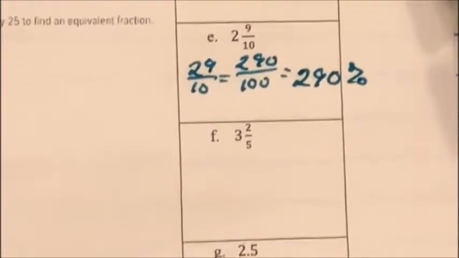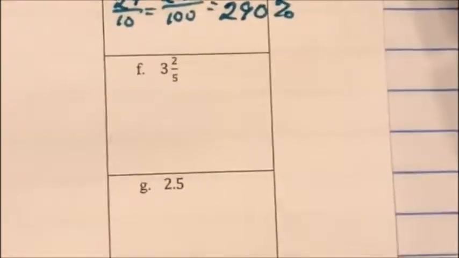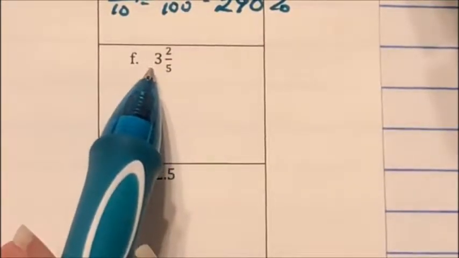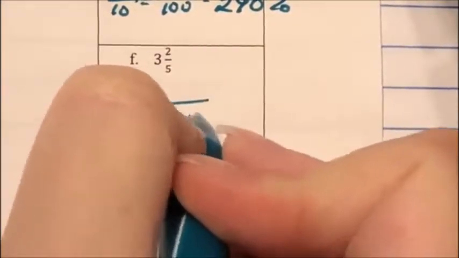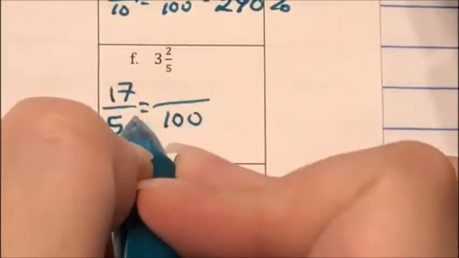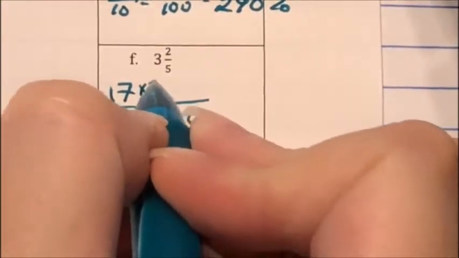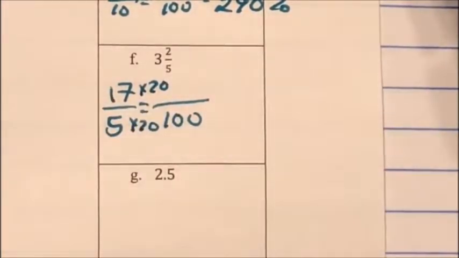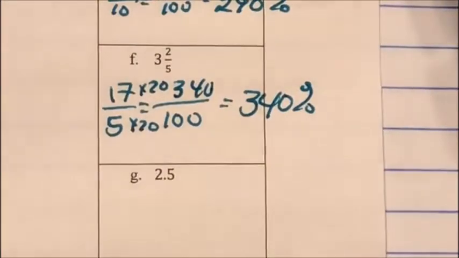Letter F is 3 2/5. 5 times 3 is 15, plus 2 is 17. So I have 17/5. And I want to get it to 100. Well, I multiply both of these by 20. So 17 times 20 is 340. So this is 340%.